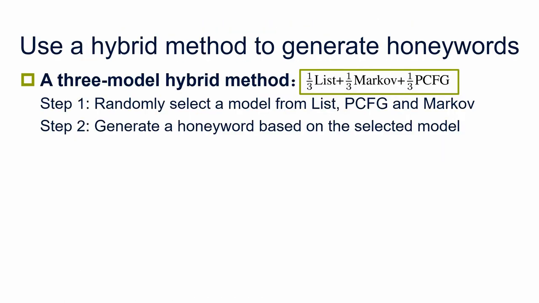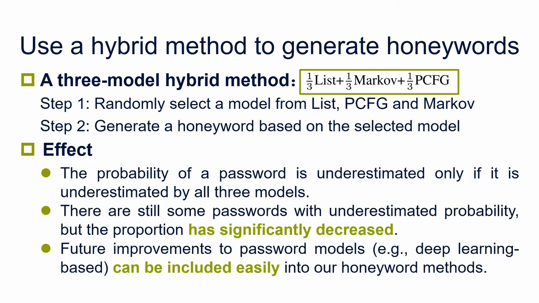Specifically, we first randomly select a model from list, PCFG, and Markov, and then generate a Honeyword based on the selected model. In this way, the probability of a password is underestimated only if it's underestimated by all 3 models. Although there are still some passwords with underestimated probability, the proportion has significantly decreased. Note that our method is highly adaptive, that is, future improvements on password models like deep learning-based models can be included easily. Now, we present the attack results.